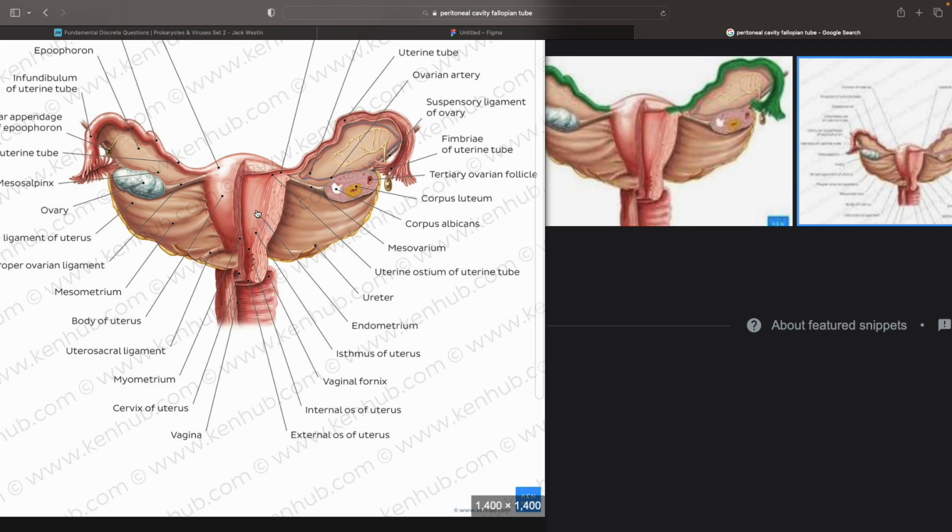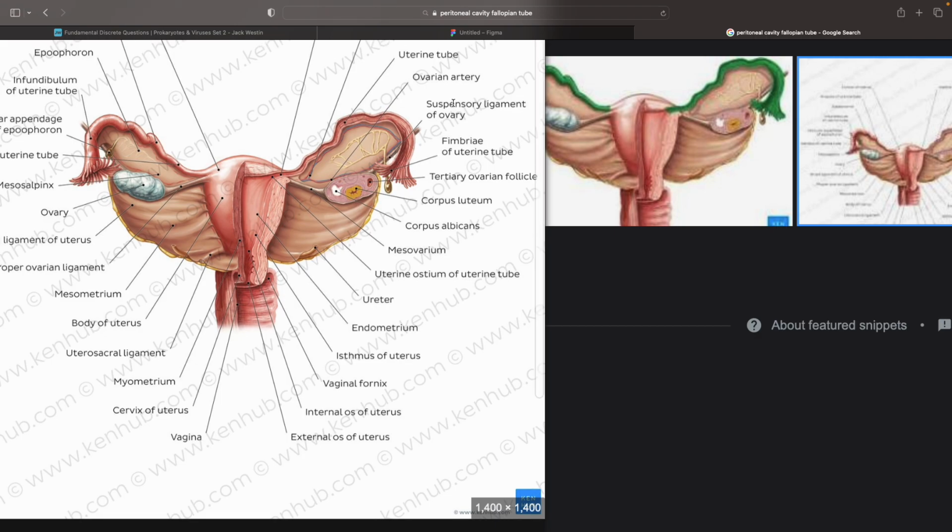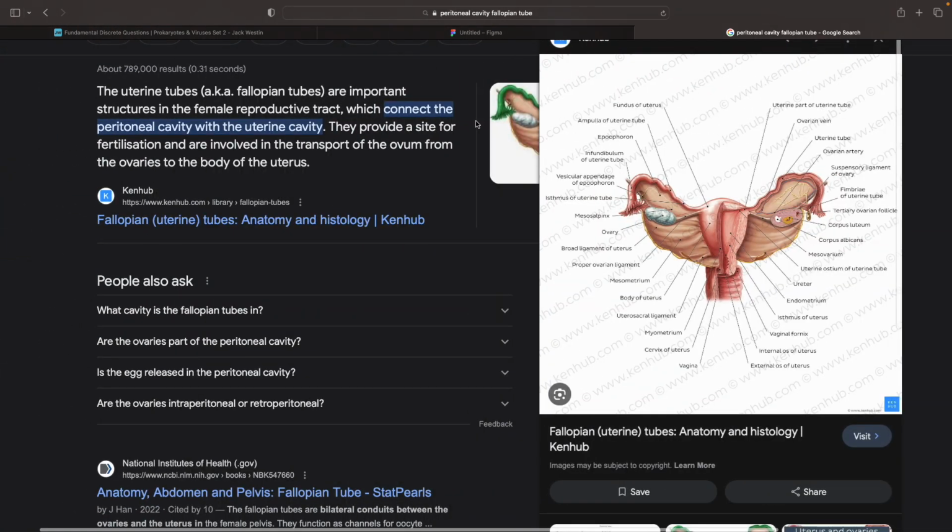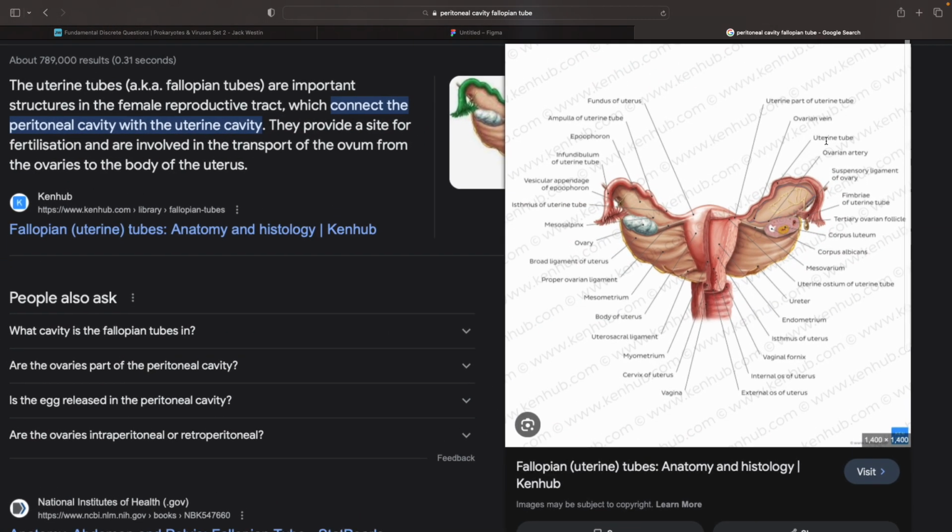Endometrium is here. So we have the ureter. We have the uterine ostium of uterine tube. We have meso-ovarium. We have corpus albicans. We have corpus luteum. We have tertiary ovarian follicle. We have fimbriae of uterine tube. And uterine tube.